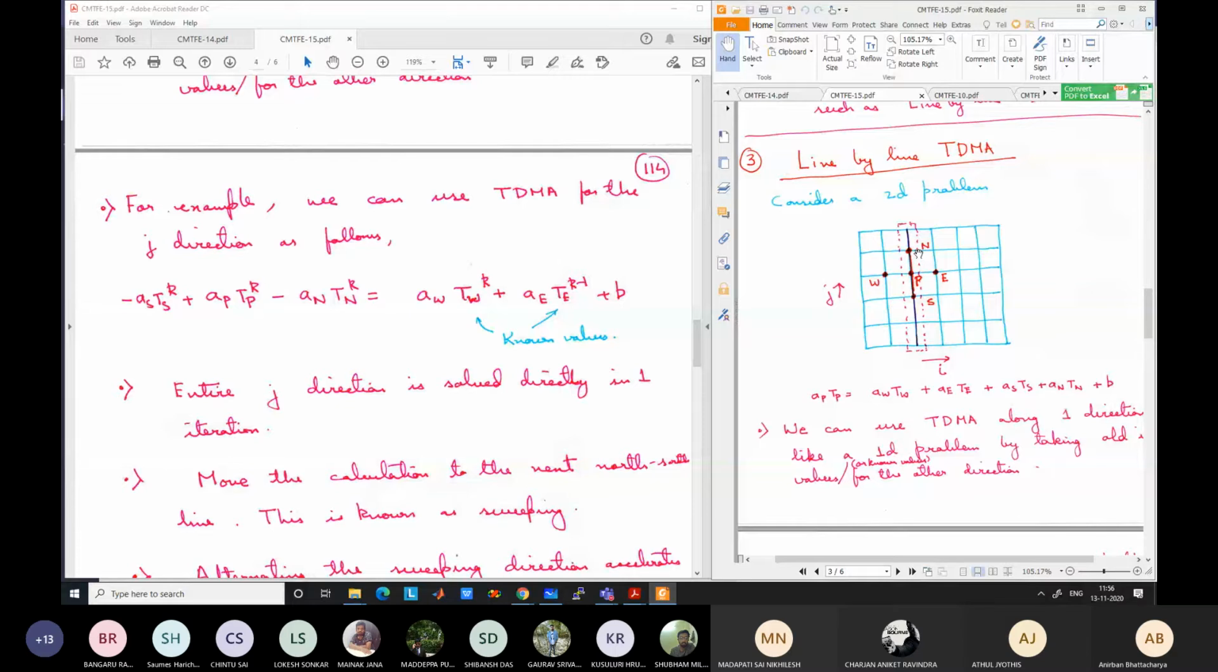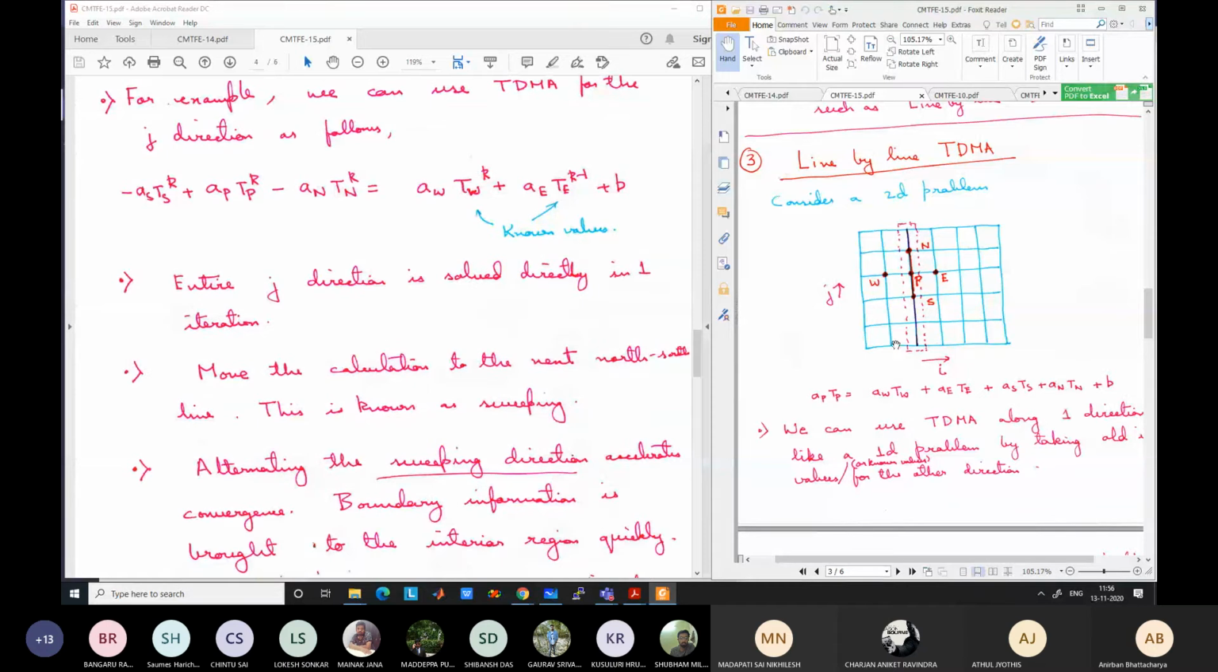And directly you are solving the entire set of equations. So the entire information is passed along the vertical line very quickly. If we alternate the sweeping direction, say you are taking this vertical line and moving along to the next vertical line like this for one iteration. In the next iteration, instead of doing the vertical, you do a horizontal sweep, means you take this horizontal line, then the next horizontal line, then the next horizontal line, like this.